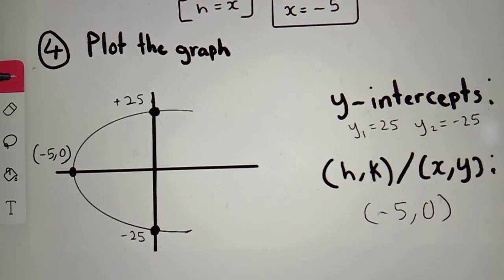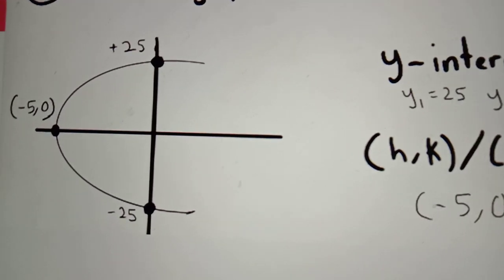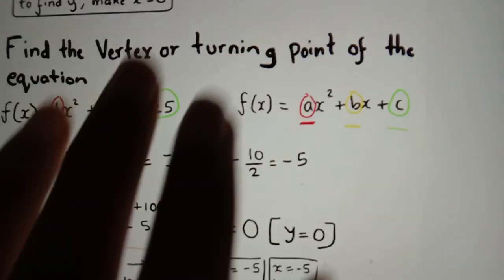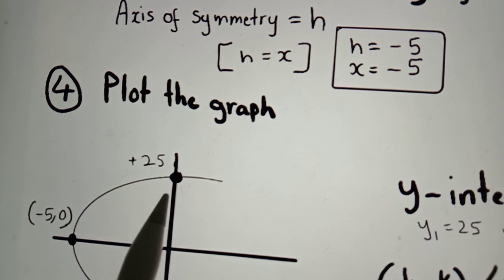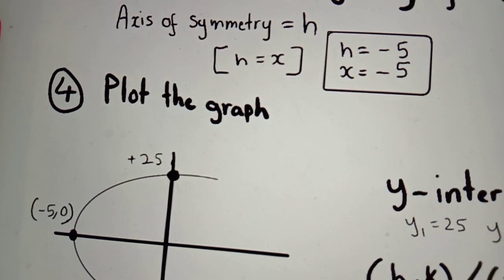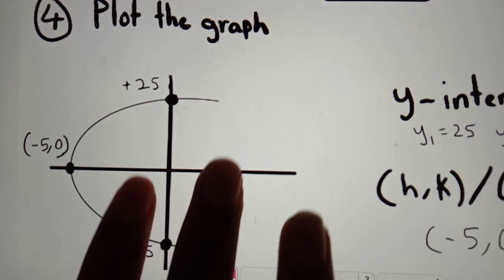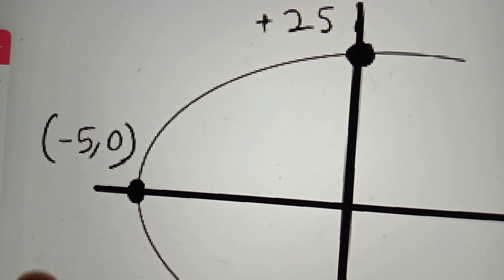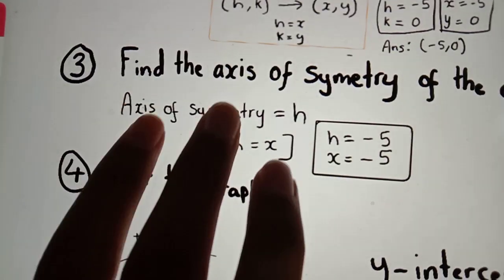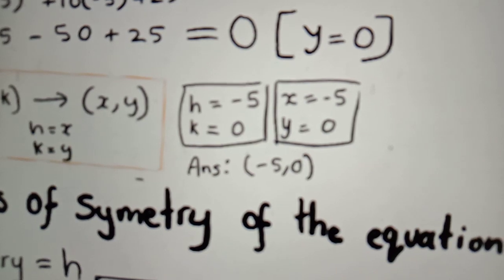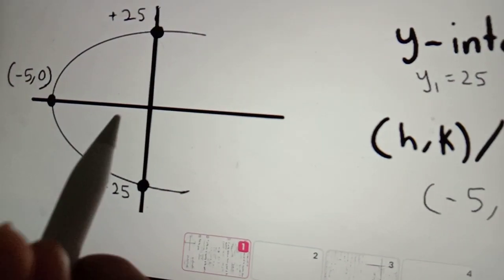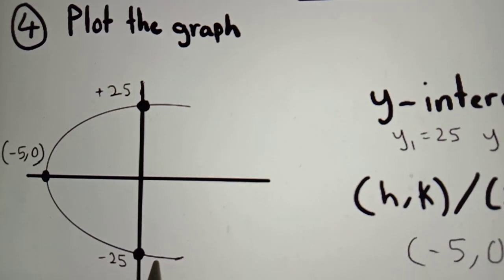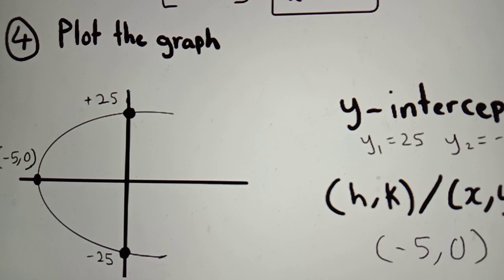With all of the above information, we can plot the graph now. So starting with the y-intercept, we got the y-intercept is 25. So we would first plot 25, but on a parabola you always have 2 points to plot, so it will be negative 25. Then the other thing is the turning point over here, which we got as (negative 5, 0). So we'll plot that on the graph, (negative 5, 0). And then we'll go ahead and connect all the dots. And there you go. This is how to plot a quadratic equation.